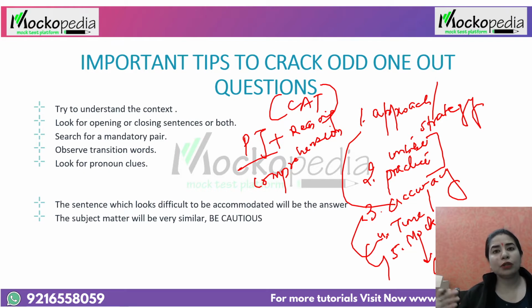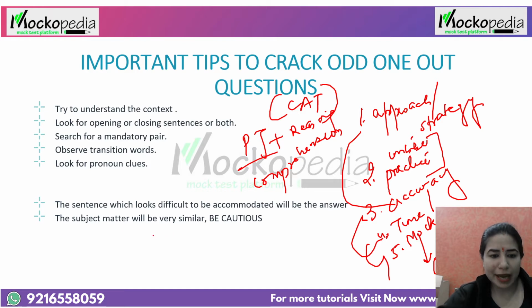Then look for the opening or the closing statements. This is another very useful strategy that we tell our students to apply in parajumbles also. Look for an opening statement. An opening statement is usually a broad statement. So what would the structure be like?